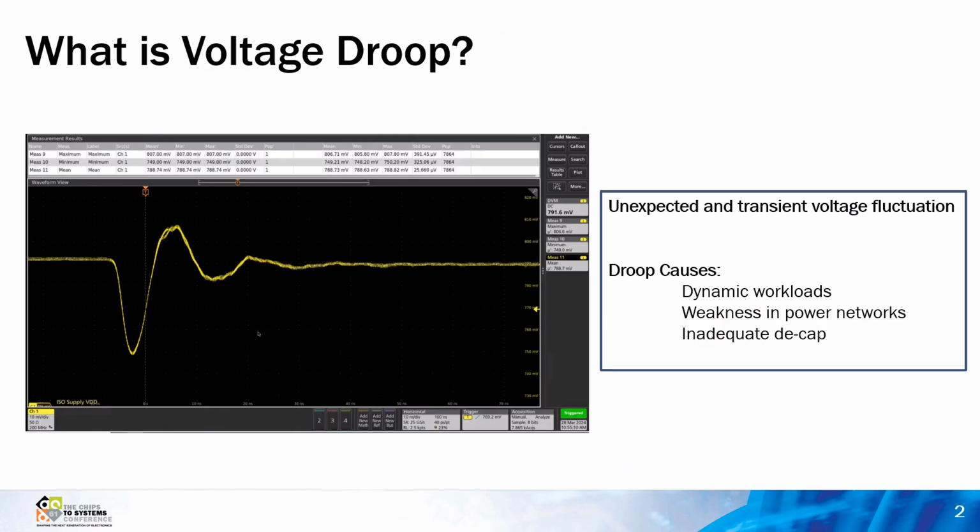A voltage droop is an unexpected transient voltage fluctuation on a power rail that is temporary in nature. Typical causes of a voltage droop can include a change in dynamic workload, weakness in the power distribution network, and insufficient decoupling capacitance on the chip, package, or board.